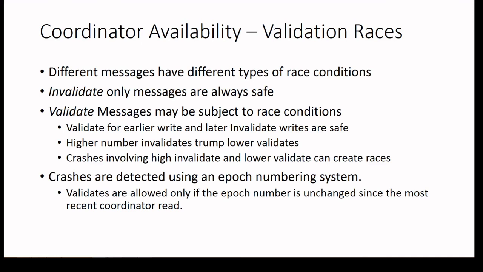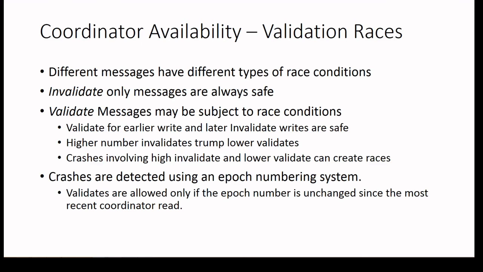For example, a validate message from an earlier write and a later invalidate. So an early write and a late invalidate are always safe. A higher number invalidate always trumps a lower validate. So this is another safe condition. If your invalidate is higher than your validate, then you're also safe. So really, the only situation that causes a race condition is when you've got a high numbered invalidate and a low number validate. That can create a race condition or crash, as they used in Megastore.